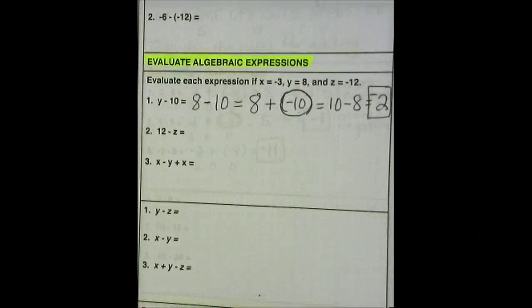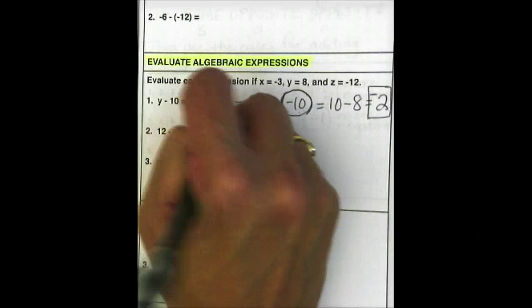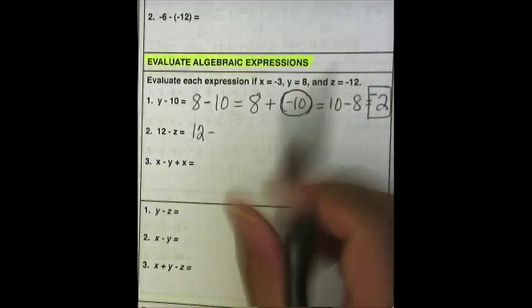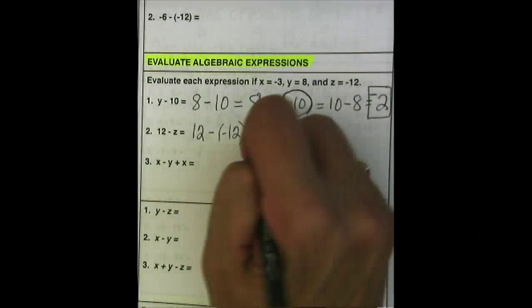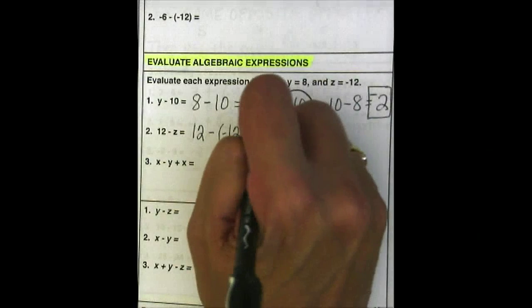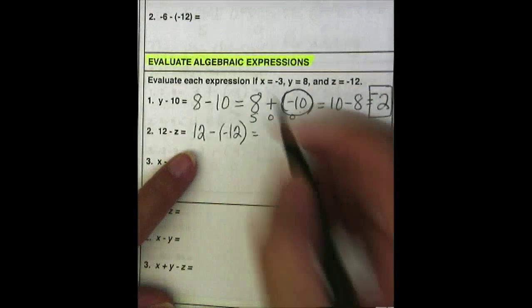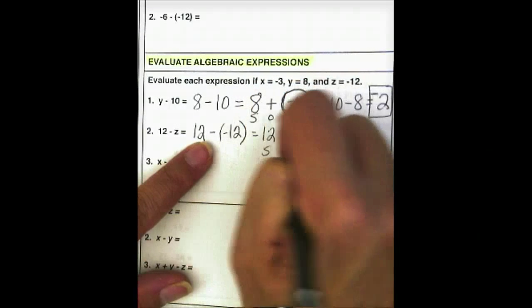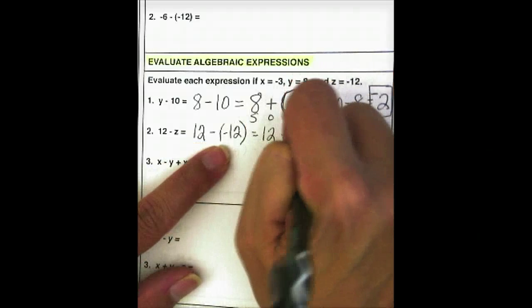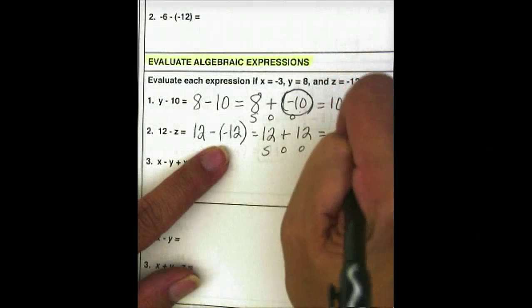Number 2, 12 minus z. 12 minus z, and z is negative 12, so we're going to put the negative 12 in parentheses. We're going to use same, opposite, opposite, just like we did in the first example. So the 12 stays the same, subtraction to addition, and the negative 12 becomes positive 12, or its opposite. 12 plus 12 is 24.